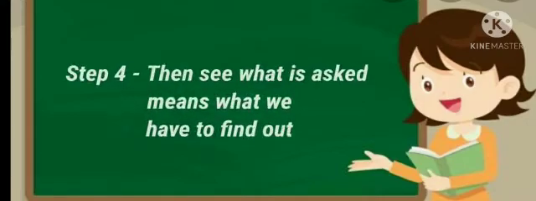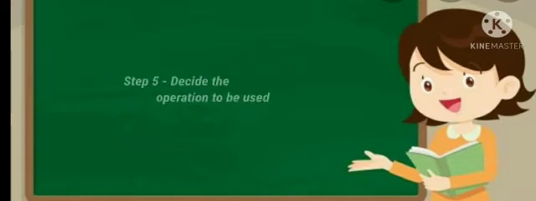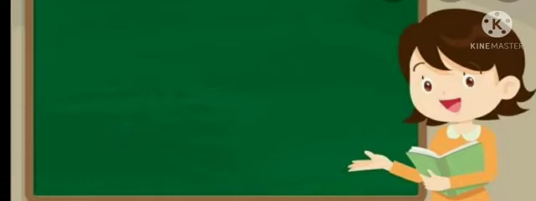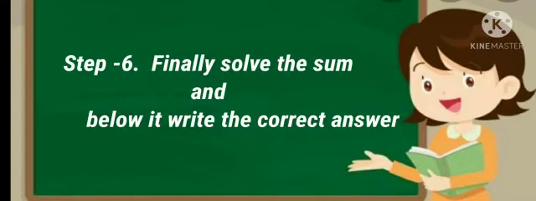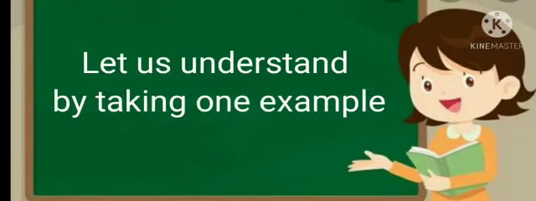Step 4, then see what is asked. That means what we have to find out. Step 5, decide the operation to be used. And then finally solve the sum and below that write the correct answer. Let us understand by taking one example.